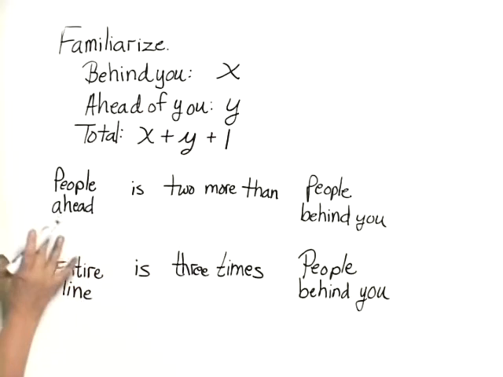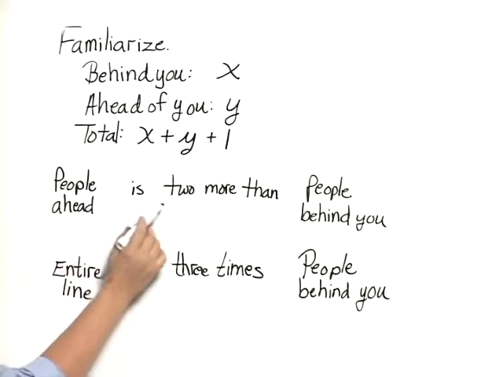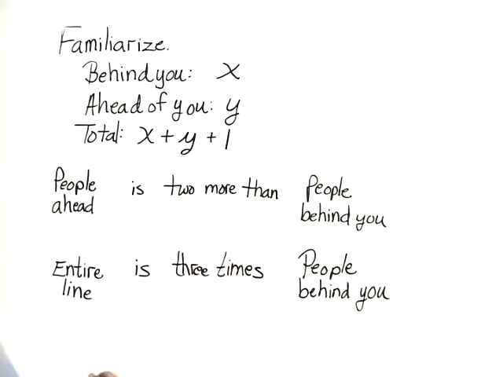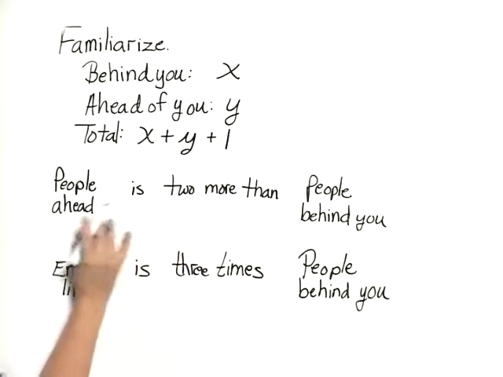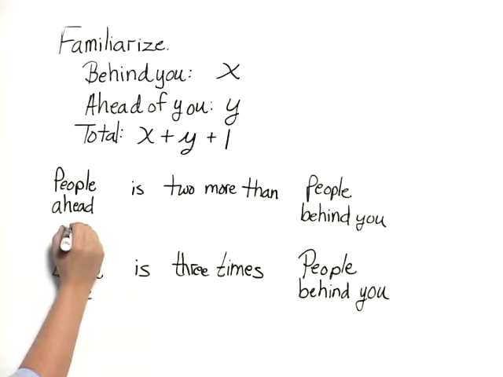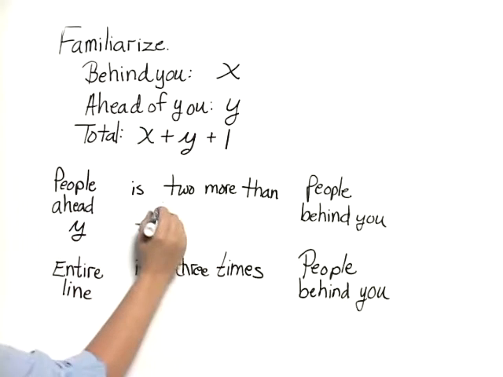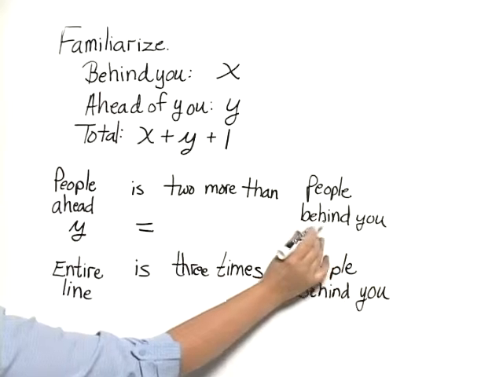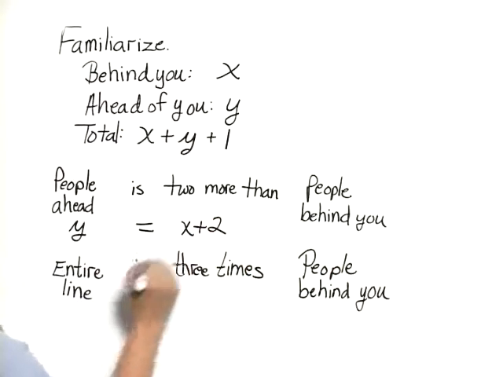Rewording a little bit, it says that the number of people ahead of you is 2 more than the number of people behind you. Well, now that we've got variables here, we can pretty directly translate this. The number of people ahead of you is y, equals, and then 2 more than the people behind you would be x plus 2. And that gives us one equation.